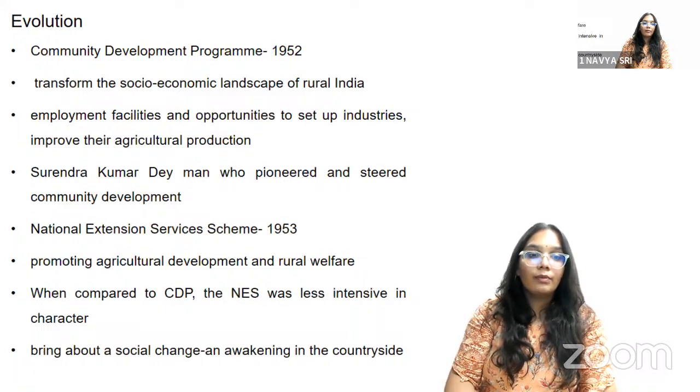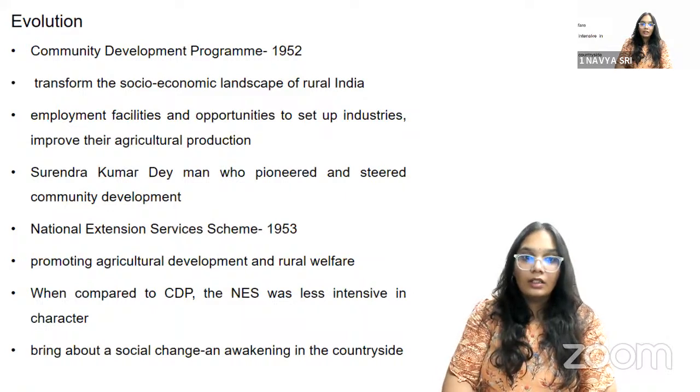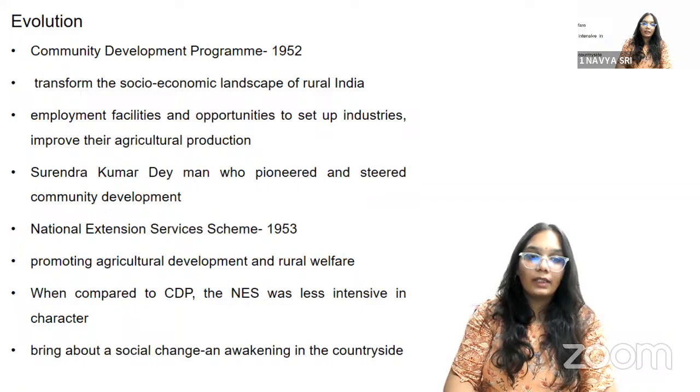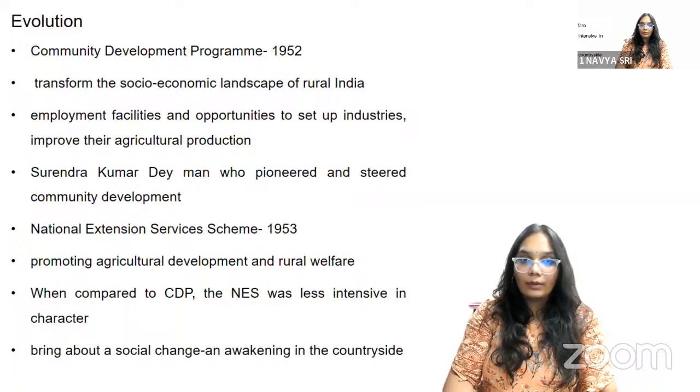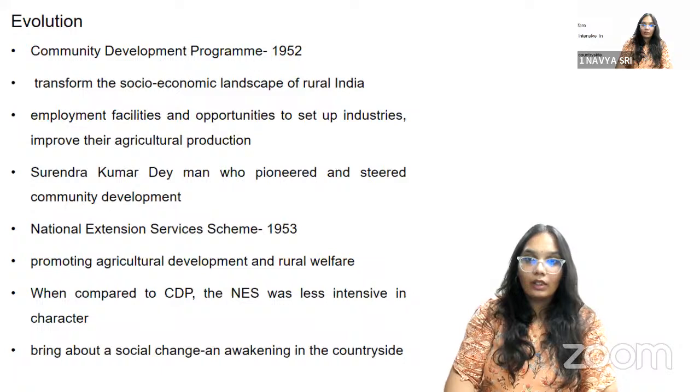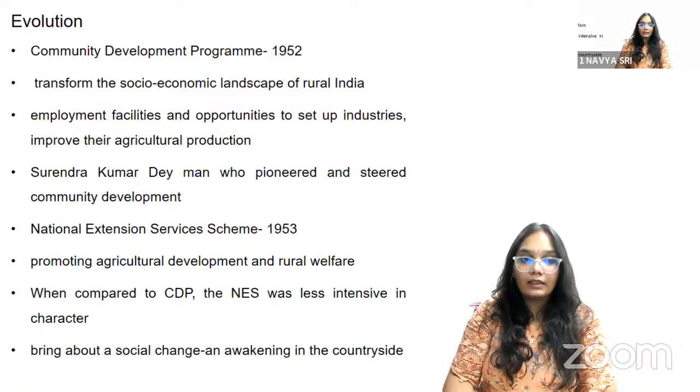Now, what happens here? Employment facilities. To provide employment opportunities, set up industries, and improve agricultural production. The main principle of the community development program is to help facilitate employment generation, set up industries, and improve agricultural production, because agriculture was the backbone of India's economy. In order to have better produce and a better standard of living, these main things were targeted through this community development program.